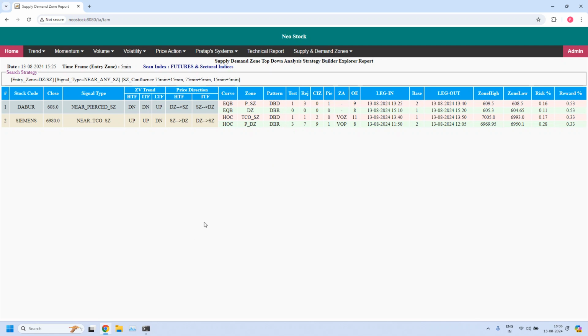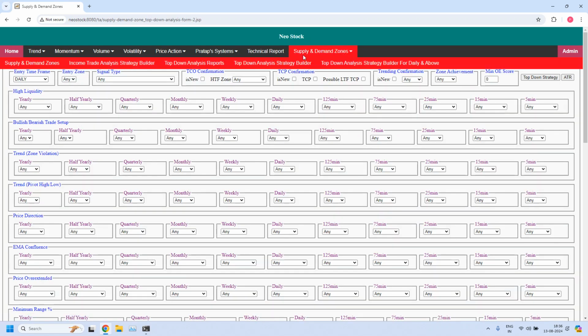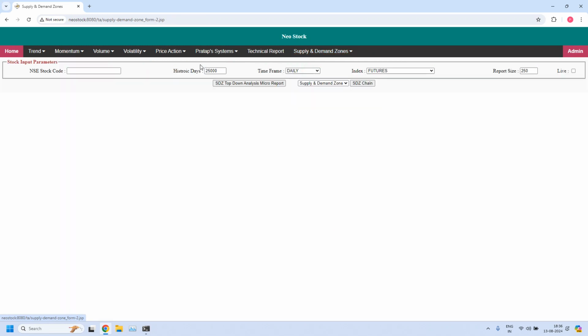Okay, these are all the stocks near demand and supply zones for different time frames. We also identified daily and 75 minutes high liquidity zones, and for 5 minutes and 15 minutes we looked into the zone confluence also. Now in the next set of reports, we are going to generate, sorry, not bullish and bearish, NIFTY, BANKNIFTY supply demand zone chain. NIFTY and BANKNIFTY. Let's start with NIFTY.